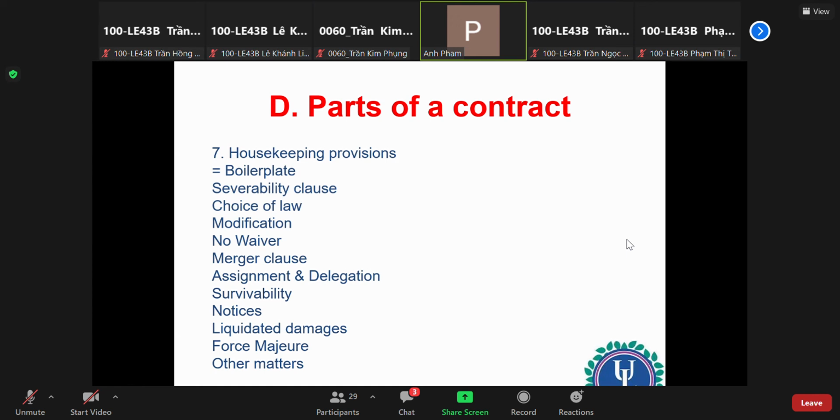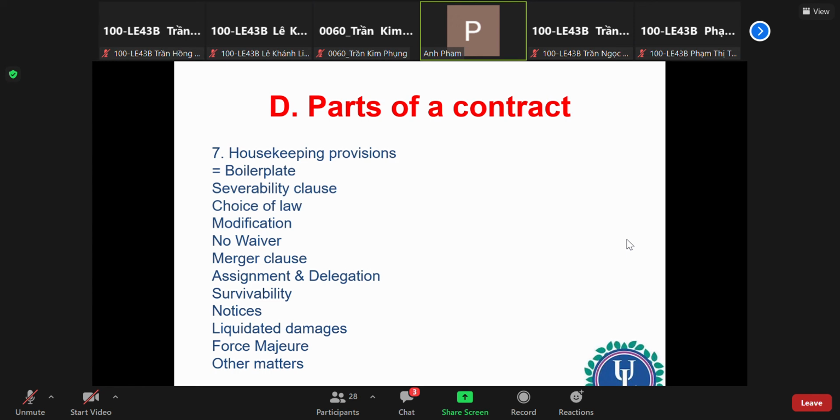This is a clause where one party sends a notice to the other party, and who will receive the notice, by what means, like by hand, by email, registered mail, or any other means of communication between the parties. Are the notices in English or in Vietnamese? You need to agree on that.